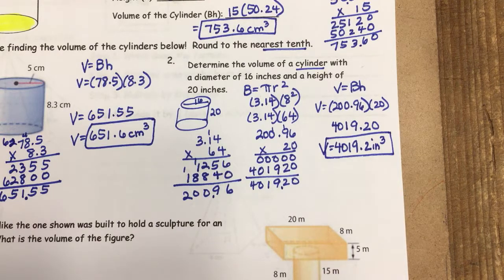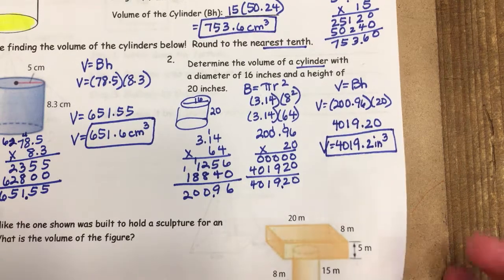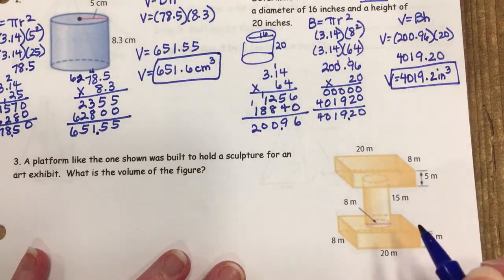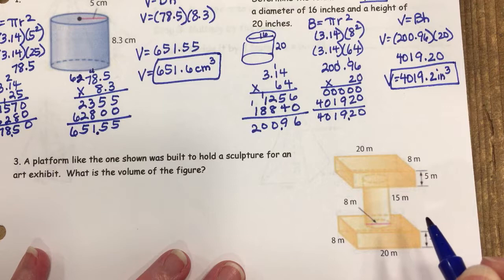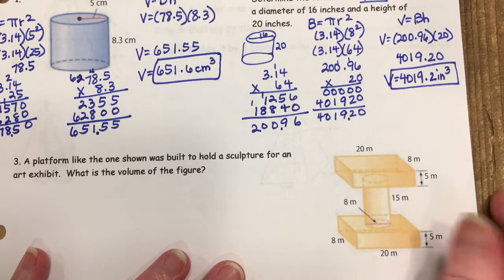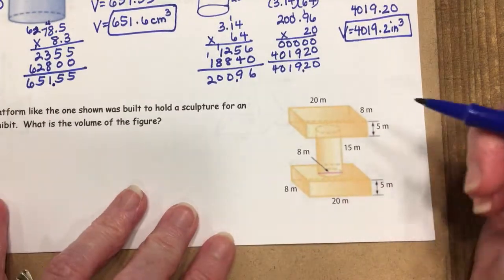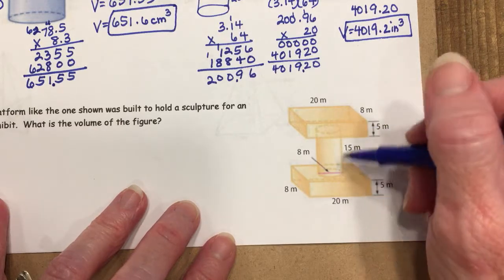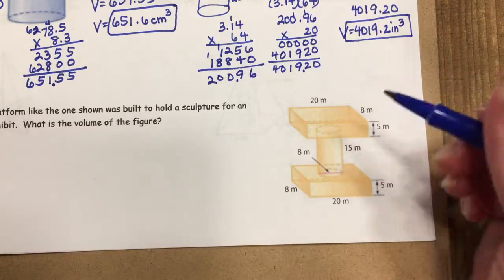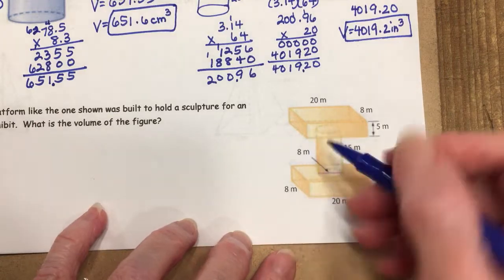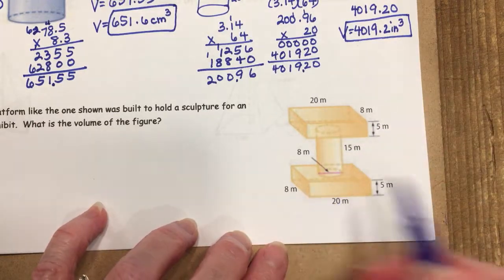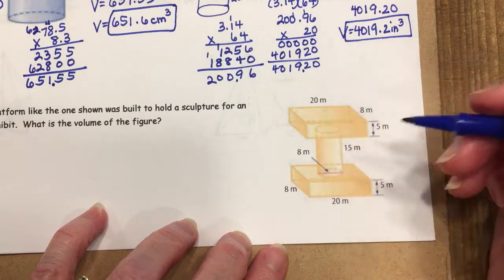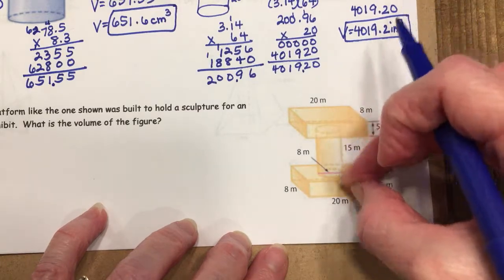This is how you use the formula. This is what you do. Number 3 is a little different. It says a platform like the one shown was built to hold a sculpture for an art exhibit. What is the volume of the figure? So in this one, they've combined 3 different 3D figures. I have a rectangular prism, and then a cylinder, and then a rectangular prism. And so if I want to find the volume of the whole figure, I'm going to have to find the volume of each part.